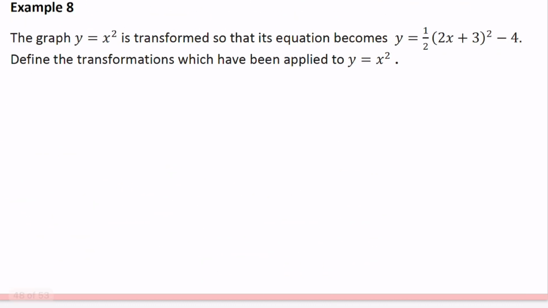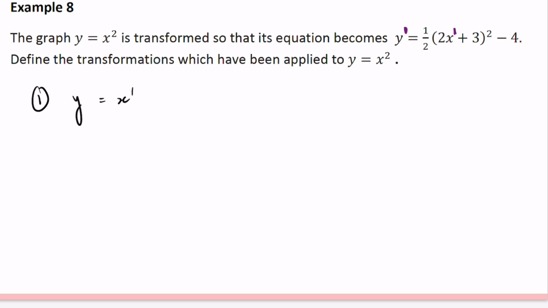Next question. The graph of y equals x squared is transformed so that its equation becomes that whole function there. Determine the transformations which have been applied to y equals x squared. So this is our transform function. So the first thing is I'm going to chuck in the dashes and we're just going to follow the steps once again. So y equals x squared is all good.